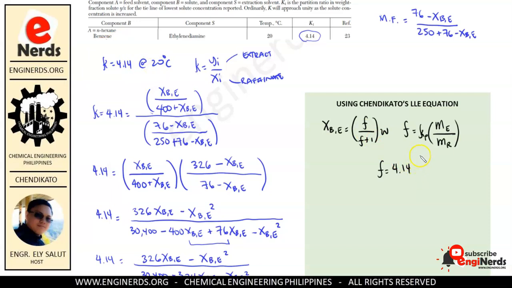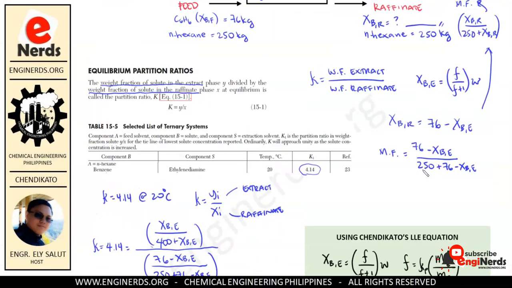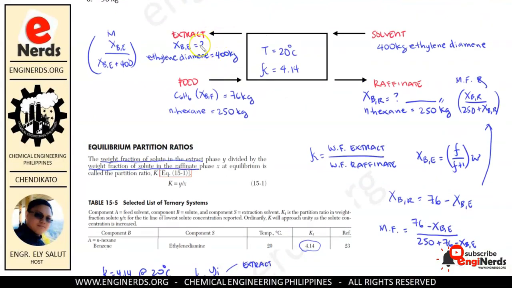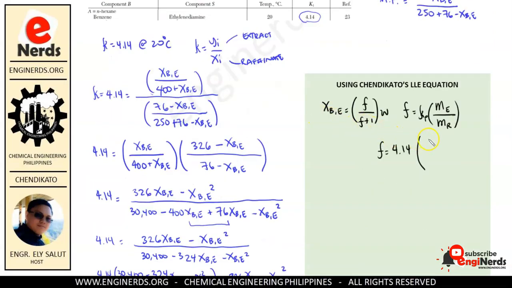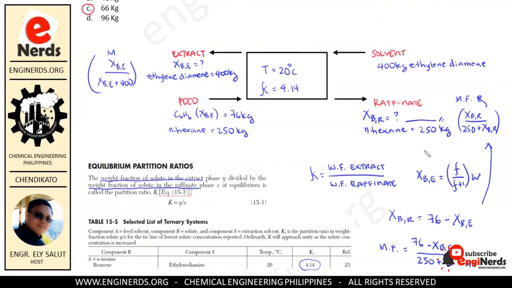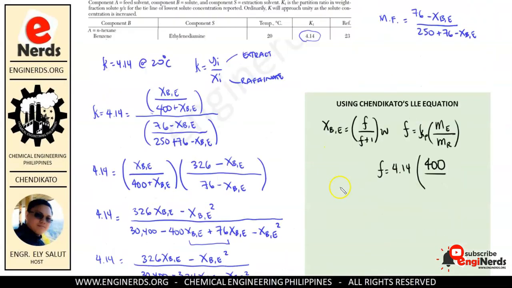So 4.14 times the amount of our extract. So ilan ang amount ng ating extract? 400 kilogram. Ito, no? 400 kilogram. So we have here 400 kilogram ang ating extract. Over ang amount ng ating raffinate. Ilan ang amount ng ating raffinate? This is equal to 250 kilograms. So therefore, our F is equal to 4.14 times 400 over 250 is equal to 6.624. So may value na tayo ng F.